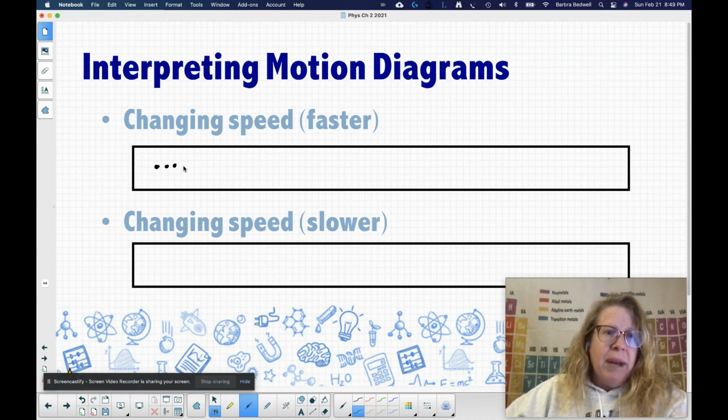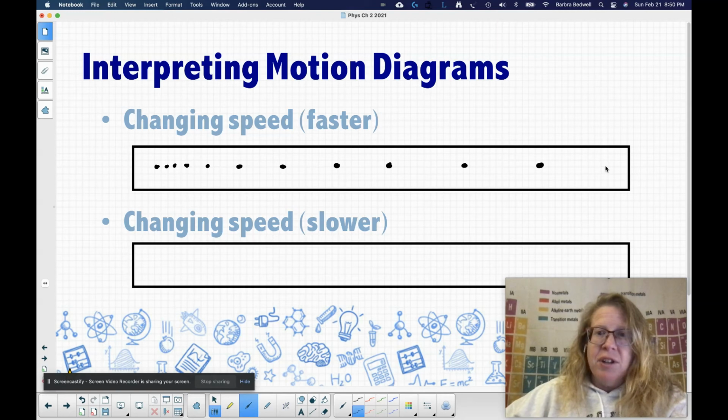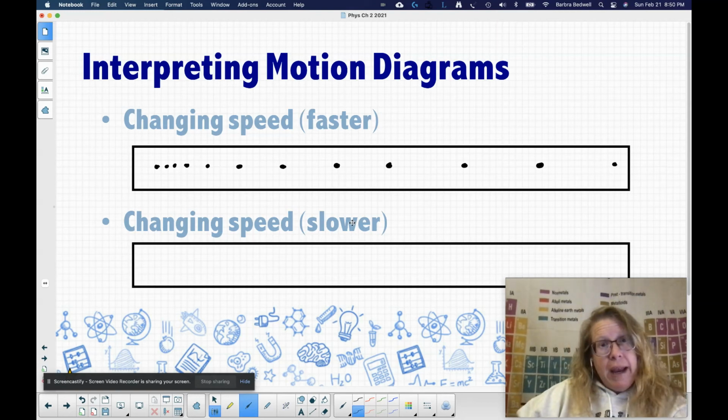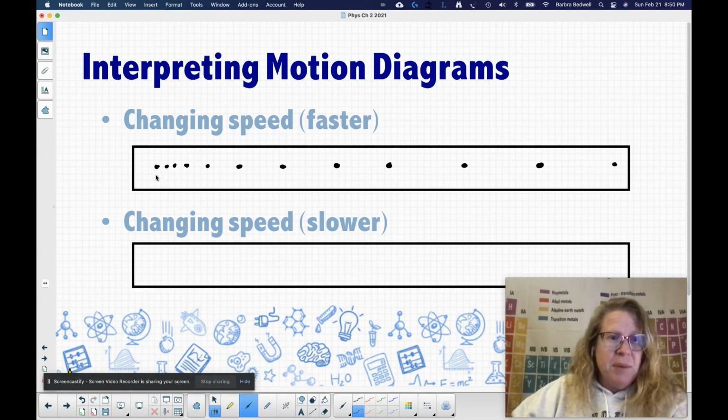So if it's changing speed and getting faster, that means if it's starting off kind of slow, right? But as it's getting faster, what do we see? Well, we see these dots starting to get a little bit further apart, right? And this would be something that would be accelerating, where each interval of time has a greater interval of distance. And we could see that by looking at our little arrows here, which would be getting progressively longer as we went.